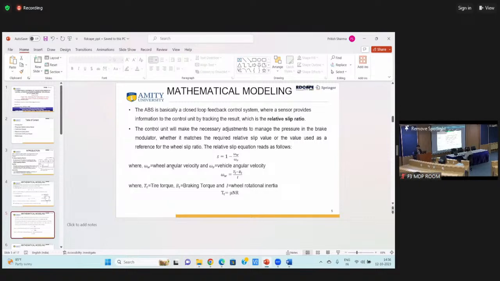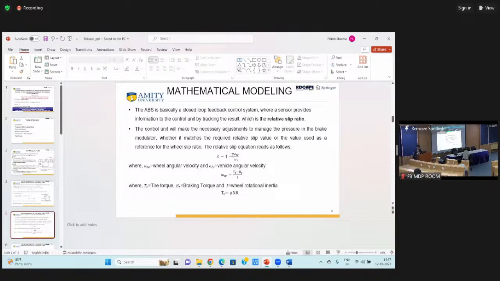So I have taken the relative slip ratio as my feedback, and I am maintaining the slip ratio at 0.2, because at 0.2 the frictional force will be highest between the tire and the particular road surface. So what definition are we taking for the slip ratio?